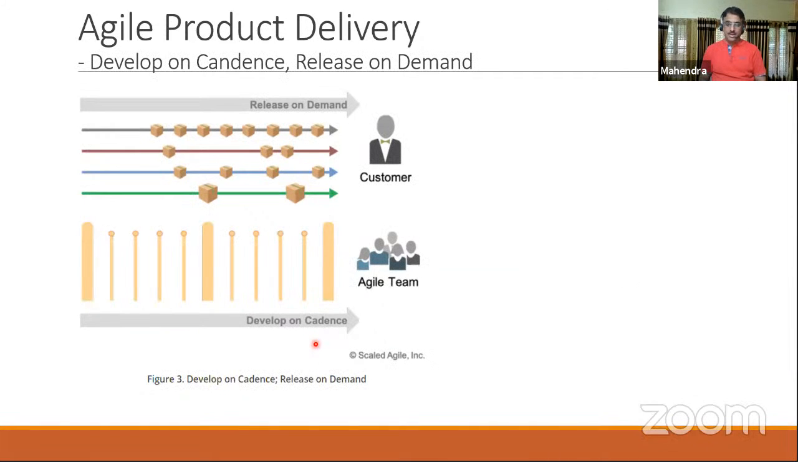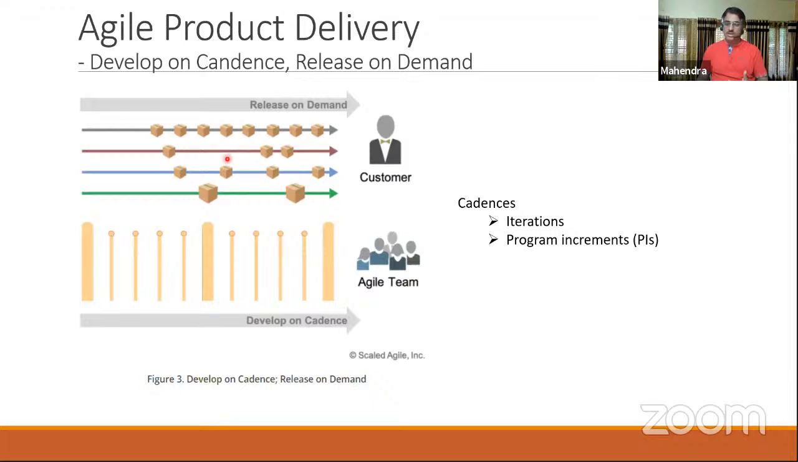The second dimension is that you develop on cadence and release on demand. There are two types of cadences: iterations or sprints, say a 2-week sprint. The entire agile release train works on the same iteration. There could be 10 to 15 teams. All the teams start their iteration on the same day and end their iteration on the same day. That's a cadence. And a program increment is a cadence. So you develop on cadence and you release on demand.